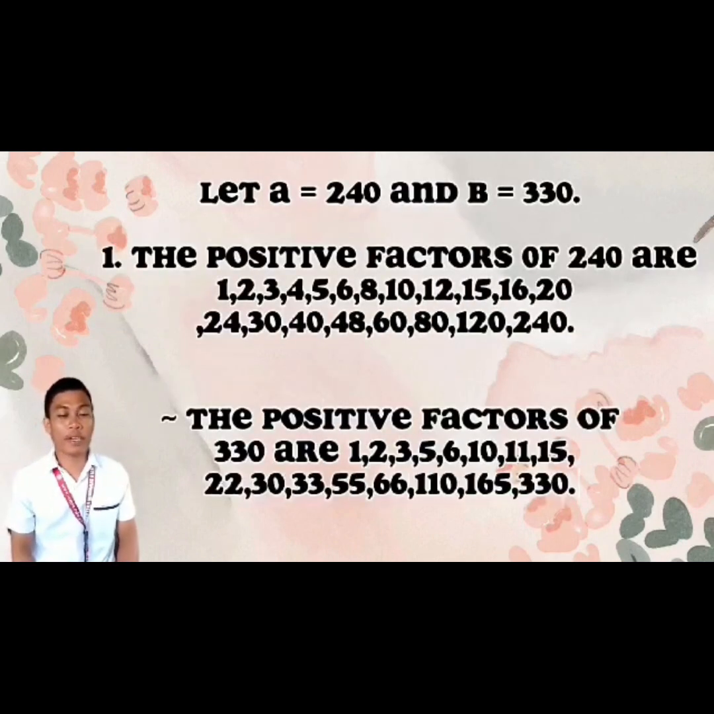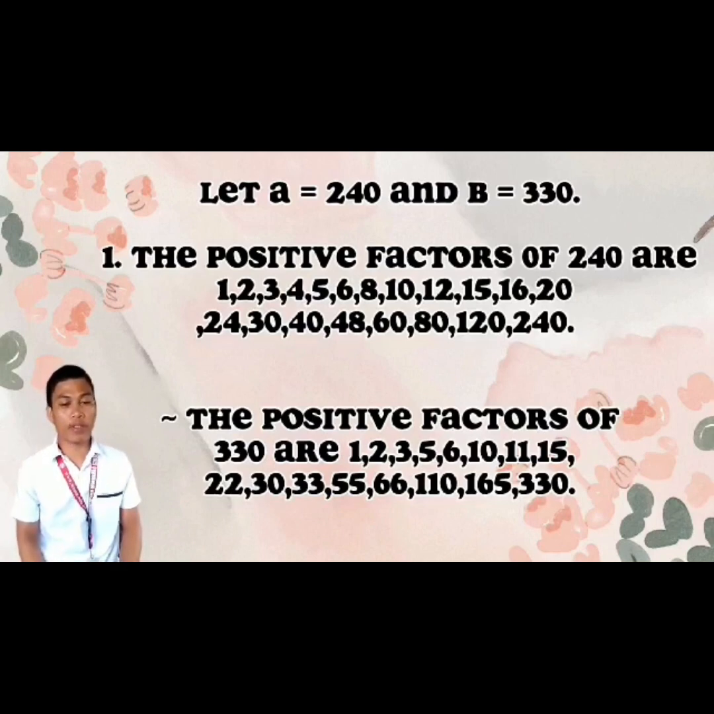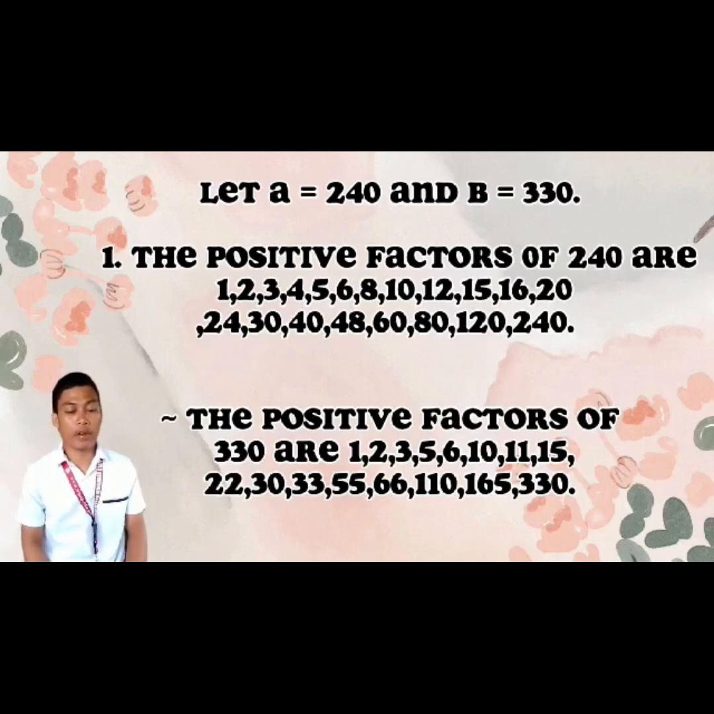Moving on to our example number 2, we will find the greatest common factor of 240 and 330. The first step is to let a be equal to 240 and b be equal to 330. So list down the positive factors of 240 and also the positive factors of 330. The positive factors of 240 are the following.